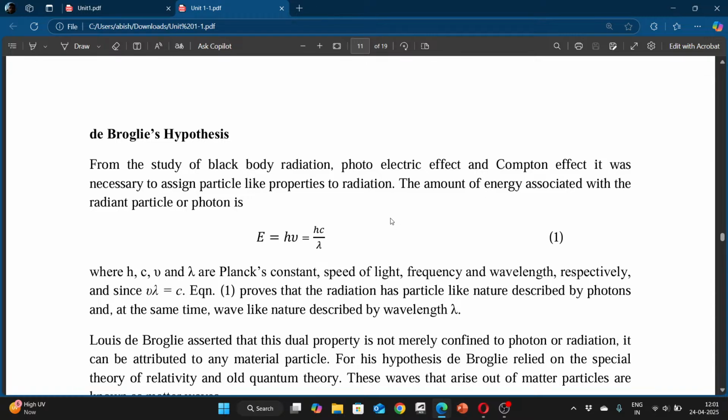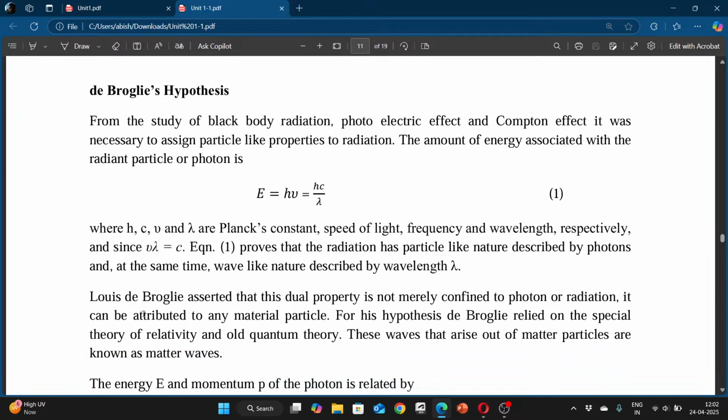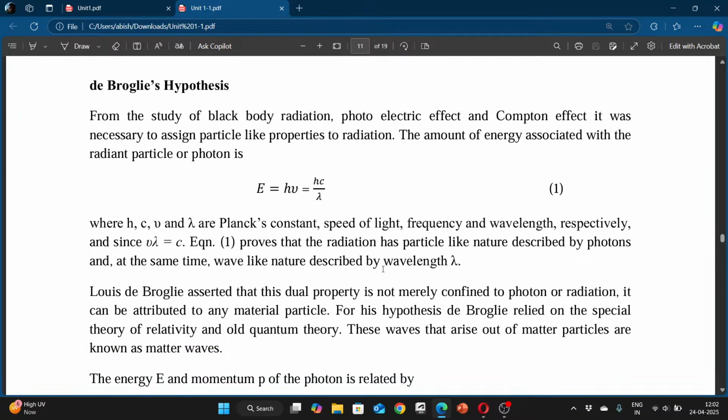The amount of energy associated with radiant particle is h mu, which is h c by lambda, where h, c, mu, and lambda are Planck constant, speed of light, frequency, and wavelength, respectively, since mu lambda equal to c. Equation 1 proves that the radiation has particle-like nature described by photons, and at the same time wave-like nature described by the wavelength lambda. Louis de Broglie asserted that this dual property is not merely confined to the photon or radiation, it can be attributed to any material particle.